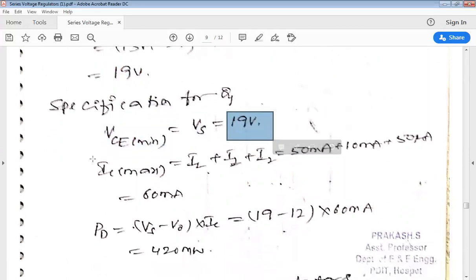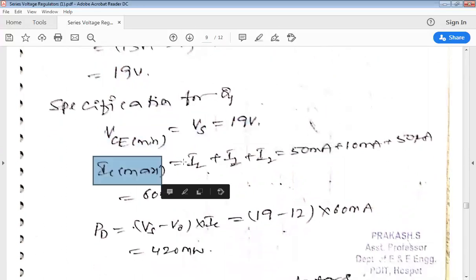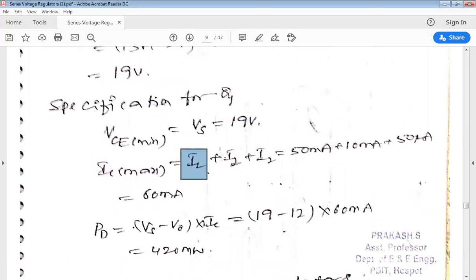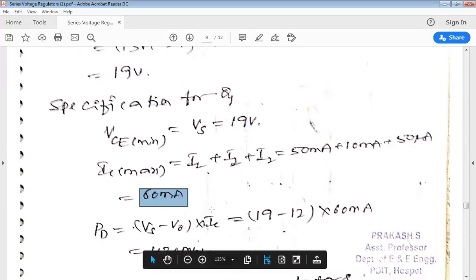IC maximum is equal to IL plus IZ plus I2. That is 50 milliamps plus 10 milliamps plus 50 microamperes, so the total IC maximum, the collector current of the transistor, is 60 milliamps.